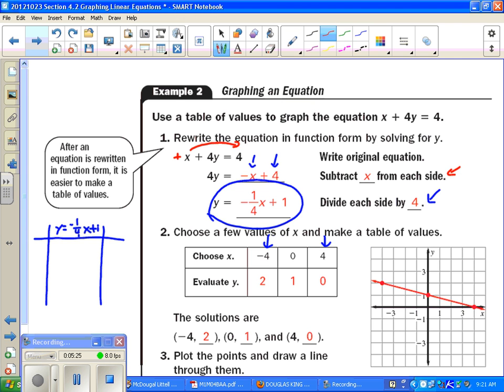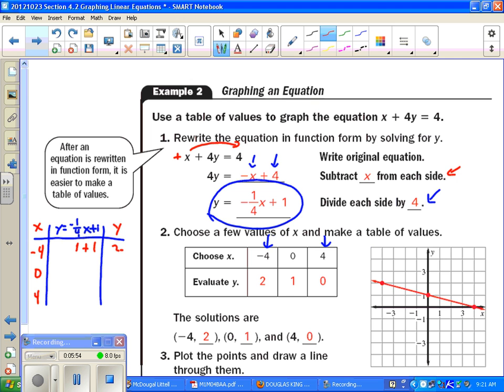Using the values they give us, this is your x value, this is your y value that's going to come out. Your x values they gave us at first are negative 4, 0, and 4. So when you plug those in place of x, negative 4 times negative 1/4 is going to be a positive 1. That's just plugging it into this spot right here. 1 plus 1, just to shorten it up a little bit, gives us 2.